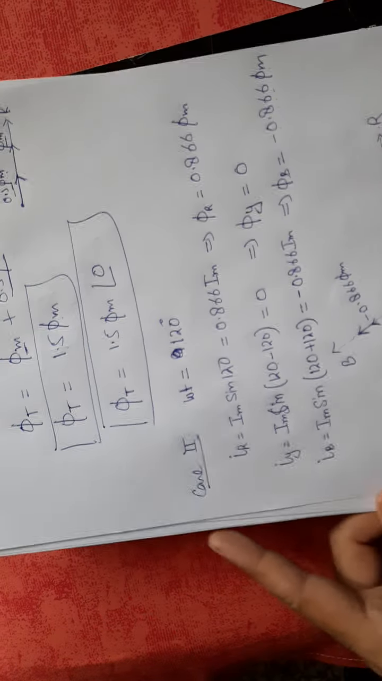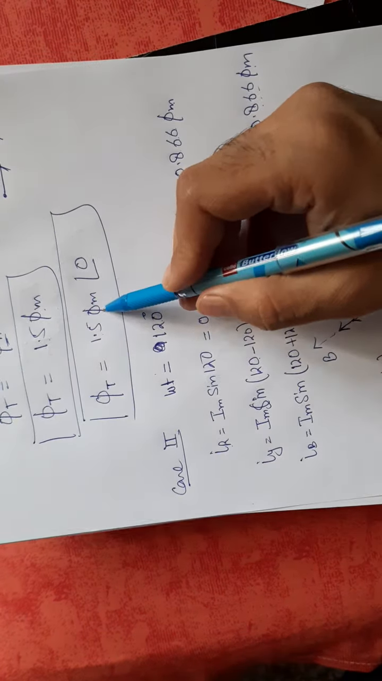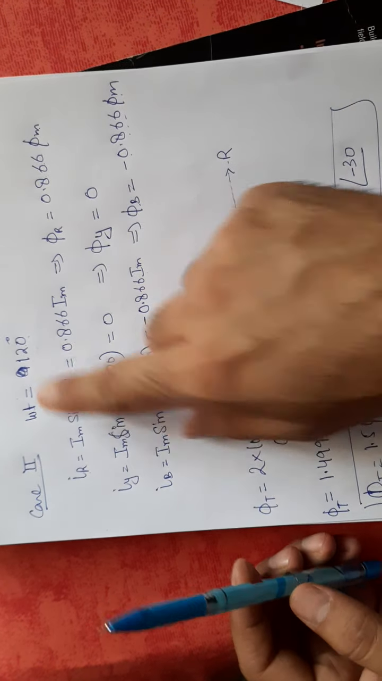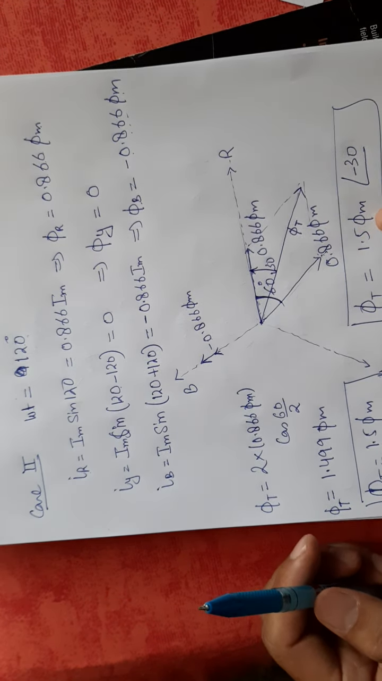So look here. When omega t was 0 degrees, the magnitude was 1.5 phi m and the angle was 0. When omega t was 120 degrees, the magnitude is again 1.5 phi m, but the angle is minus 30. Means earlier the phasor was in the direction of R, and now it has rotated through 30 degrees. Got it? Means it is rotating. With respect to omega t it is rotating, the magnitude is constant, but the angle is changing.